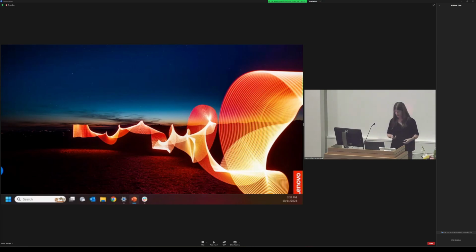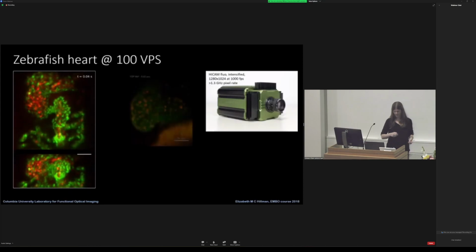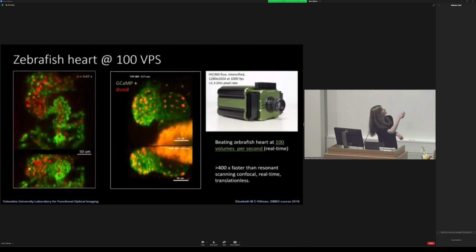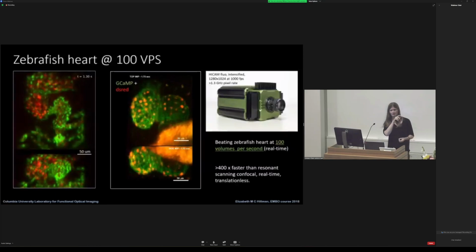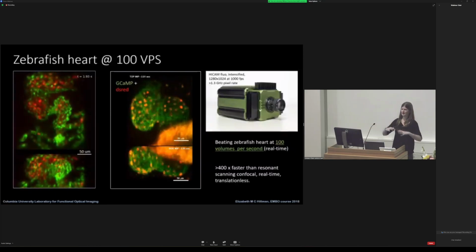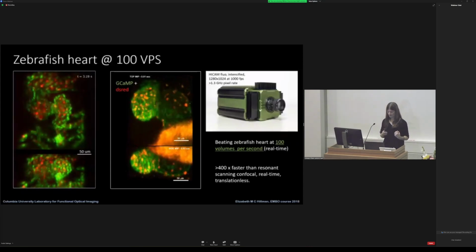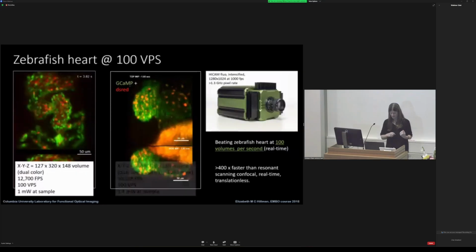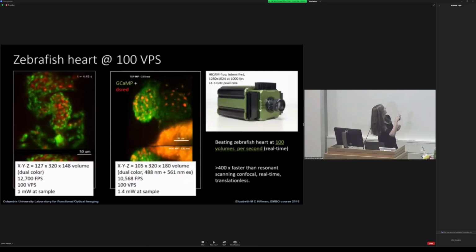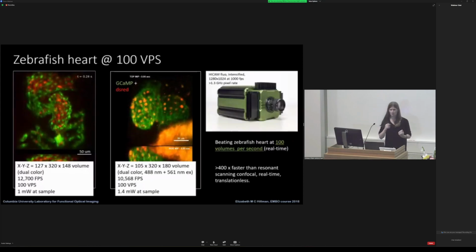On the left here, we're looking at the red blood cells going through the heart. On the right, now we're looking at calcium. This is labeling calcium in the heart cardiac wall, and we can watch how those calcium waves are traveling across the wall. We're imaging here nearly 13,000 frames per second, and we're only using 1 milliwatt at the sample, which, for those of you who don't know, is not a lot of light.